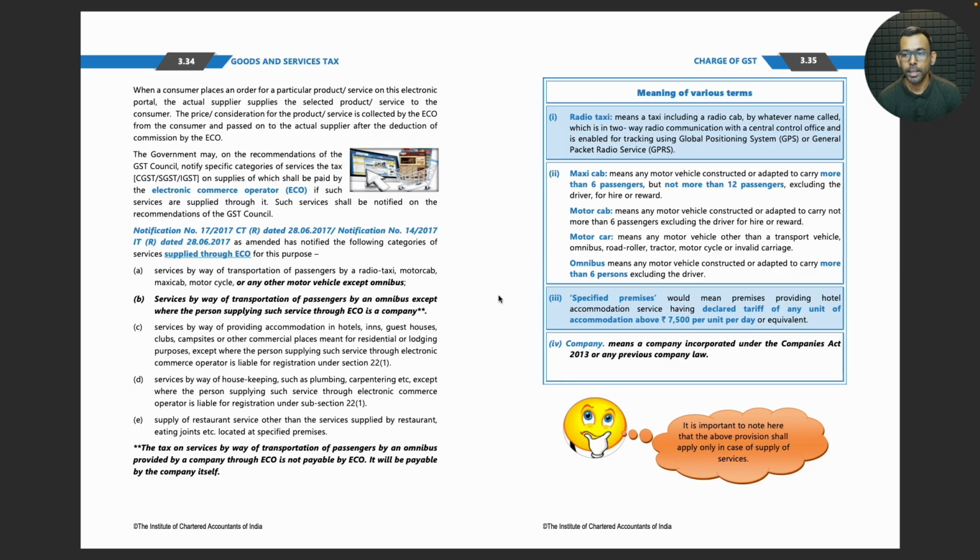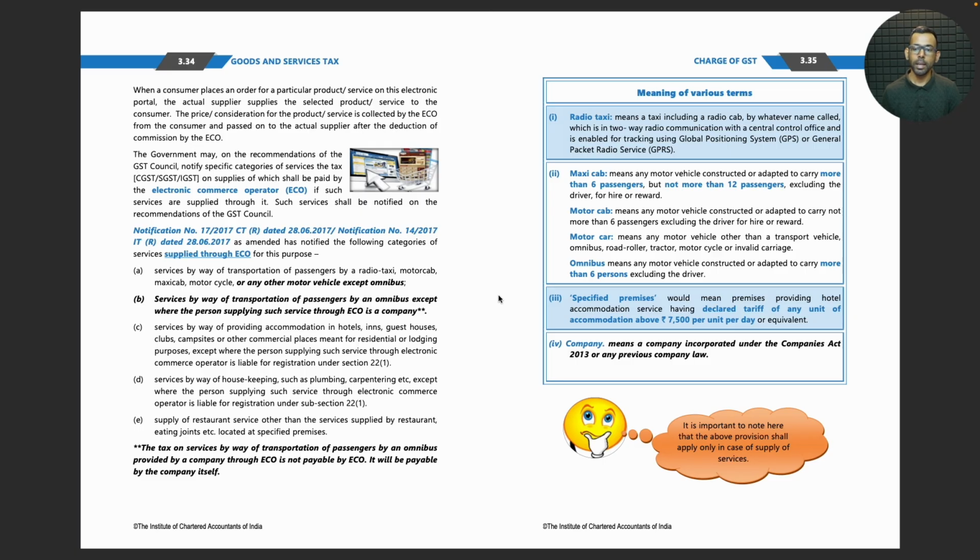Okay, meaning of various terms. Radio taxi means a taxi, including a radio cab by whatever name called, which is in two-way radio communication with a central control office and is enabled for tracking using GPS or GPRS. Maxi cab means any motor vehicle constructed or adapted to carry more than 6 passengers but not more than 12 passengers, excluding the driver, for hire or reward.